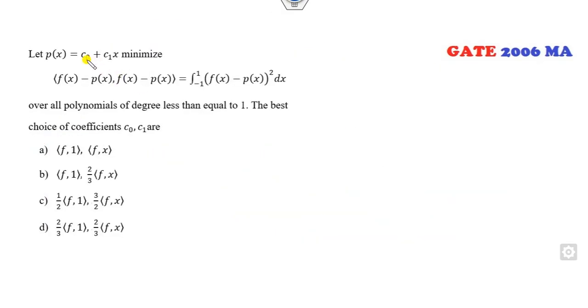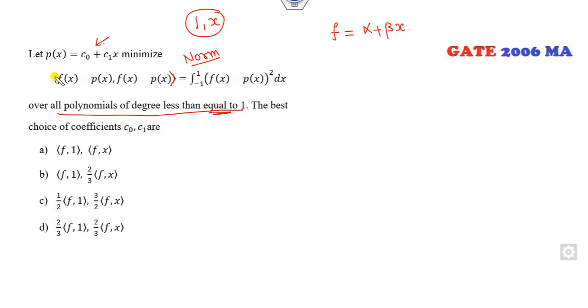Okay, let P be given, which minimizes this. This is just like a norm. Fine, it is a norm. But it can be solved using polynomials of degree less than or equal to 1. The bases are 1 and x. Fine. So firstly I can choose 1. So if I choose f as alpha plus beta x, a polynomial of degree 1. Fine. So what is that?